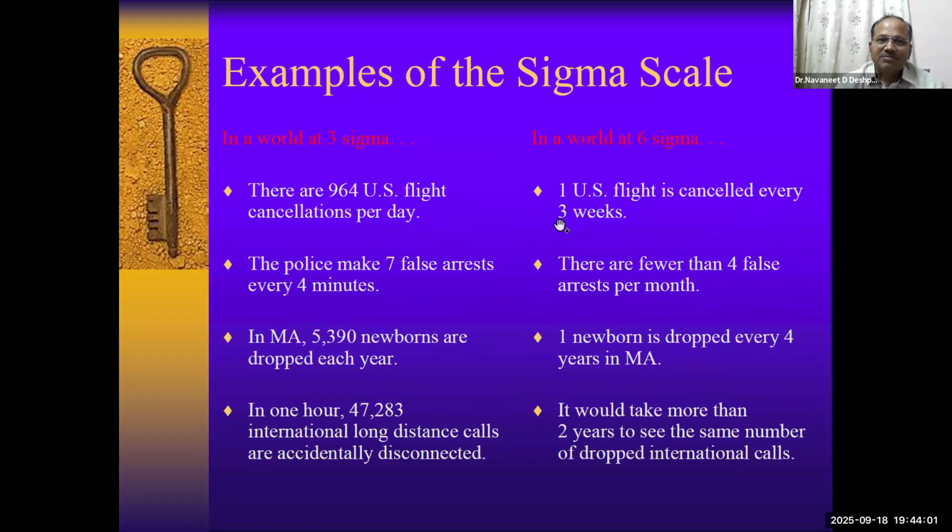Now, an example of Six Sigma in a world of three Sigma: previously, at least around 20 years ago, we can say there were 964 US flight cancellations per day. Many people were canceling those flights. In a world of Six Sigma, one US flight is cancelled every 3 weeks. You can see the limit per day: 964 US flights used to be cancelled. Just to give an example, one US flight is cancelled every 3 weeks. Somewhere or other, it has come to that level.